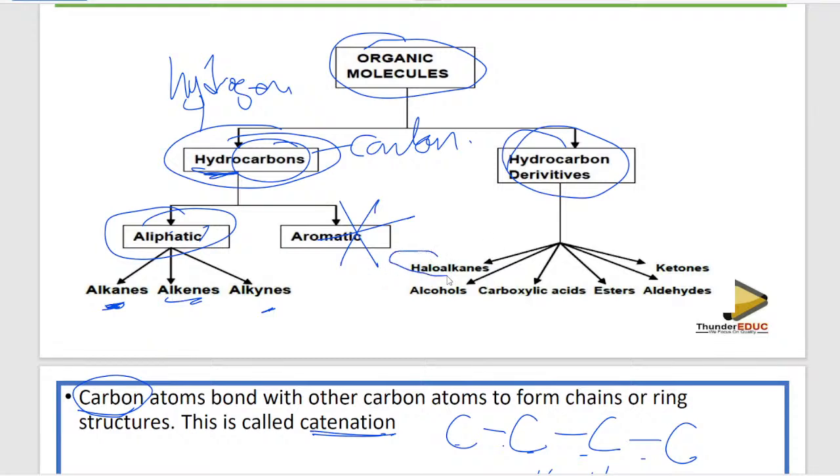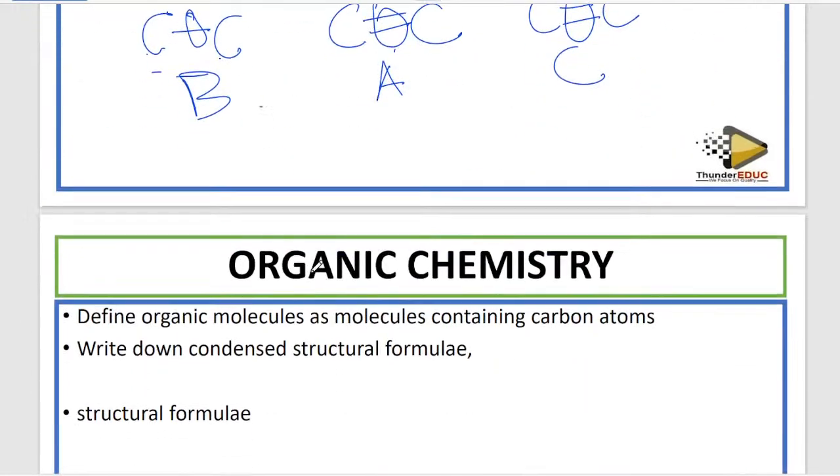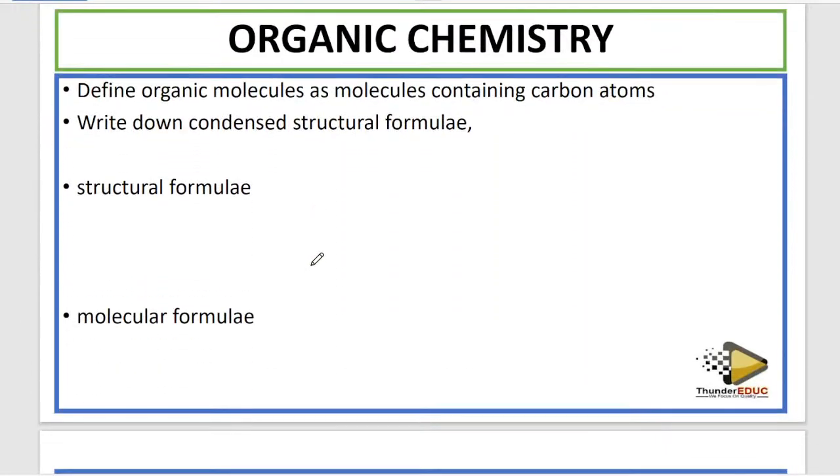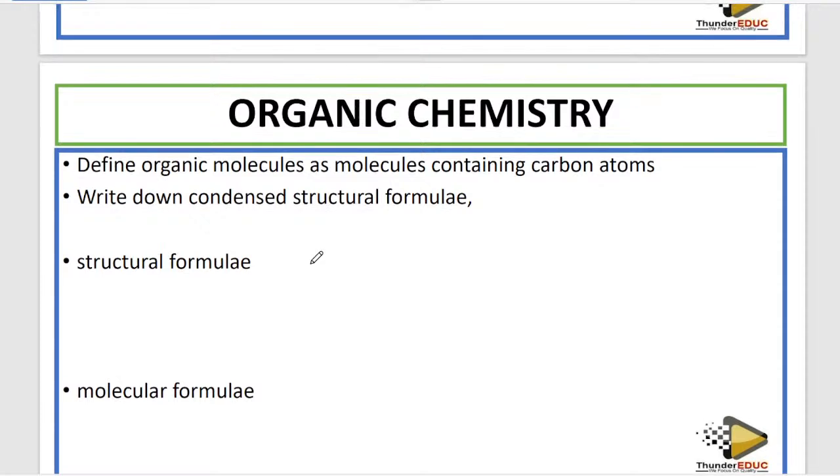Then we look at the haloalkane, halogen alkane, which means a hydrocarbon linked with a group 7 element. Alcohols, we look at alcohols, carboxylic acids, esters; these are brothers and sisters. Ketones and aldehydes are also brothers and sisters. We're going to look at them in detail. All right, let's go to organic chemistry in simple terms.